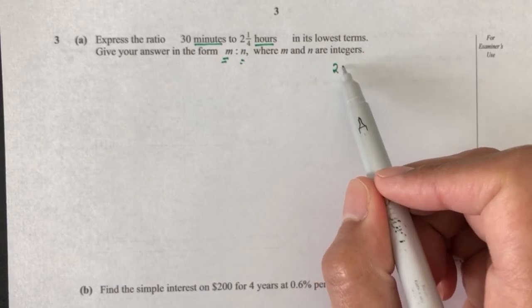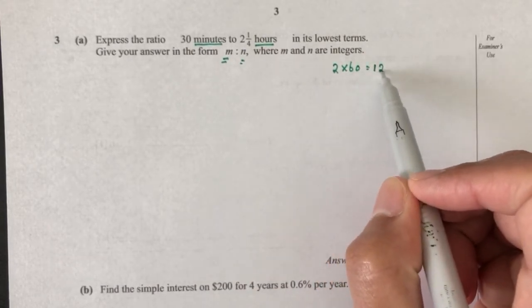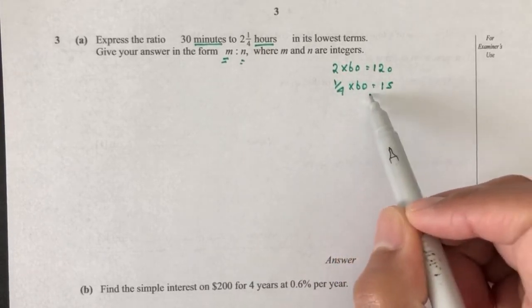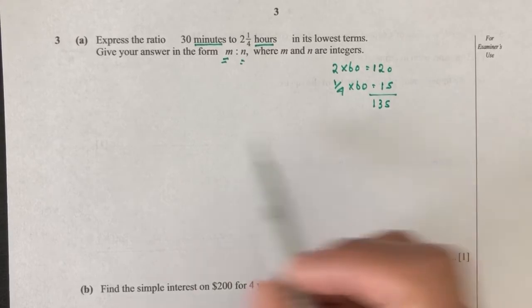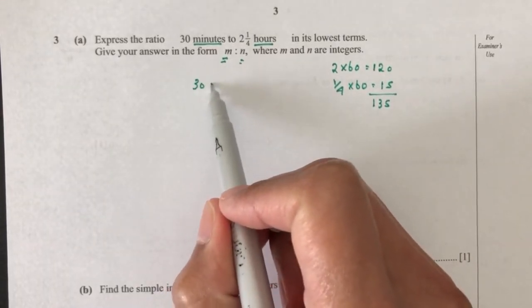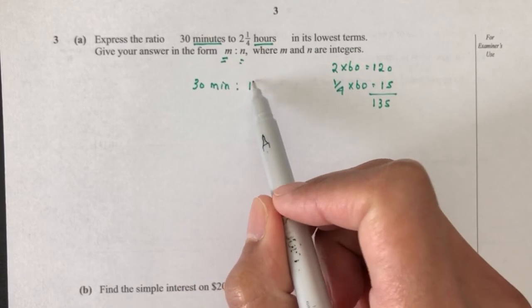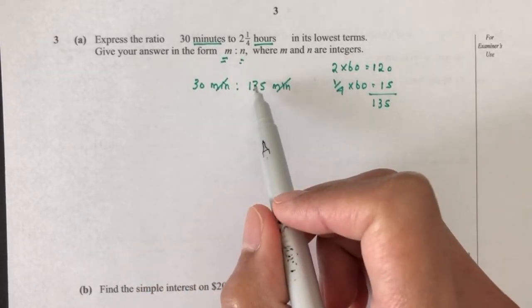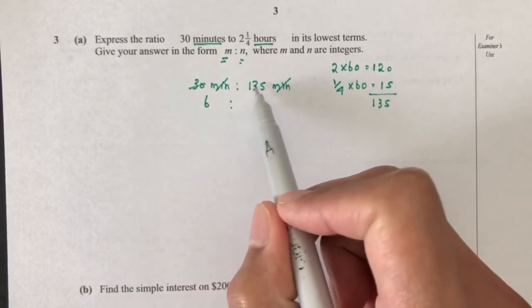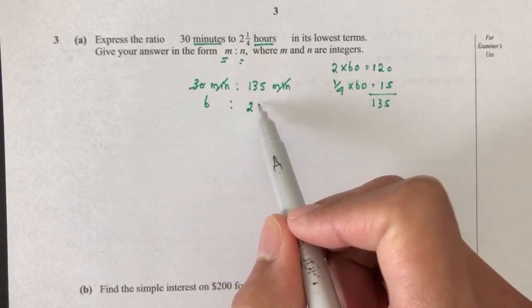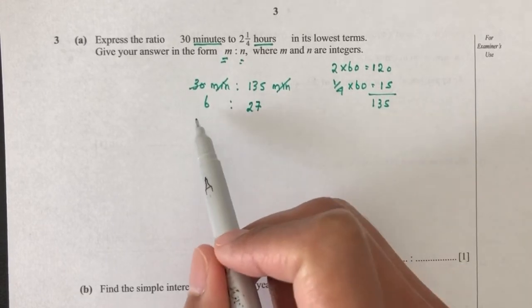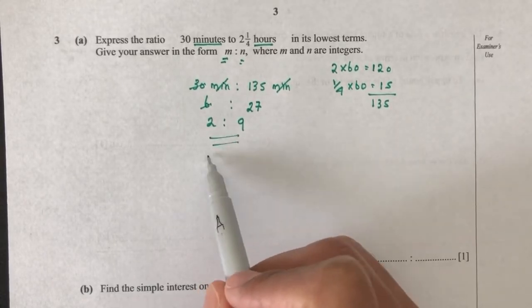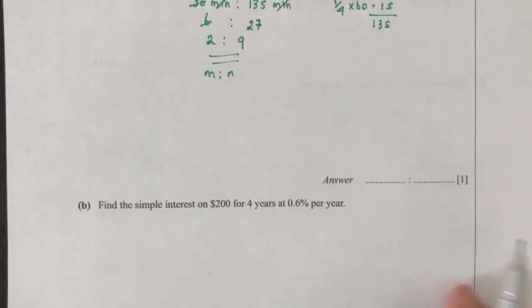So 2 hours is 2 times 60. That will be 120. How about this? With times 60 as well, it will be 15. It will be 135 minutes. So now we have 30 minutes compared with 135 minutes. So minutes goes away. Divide by 5, we have 6 and 27. Divide by 3, we have 2 and 9. So this is your answer, m:n is 2:9.